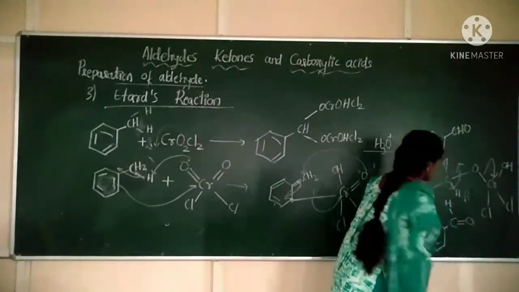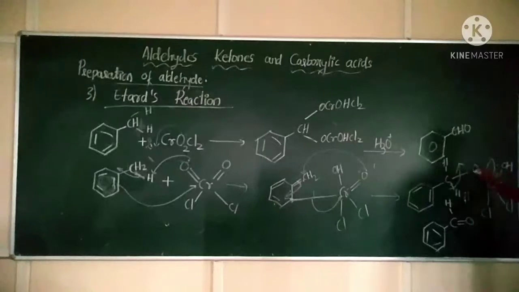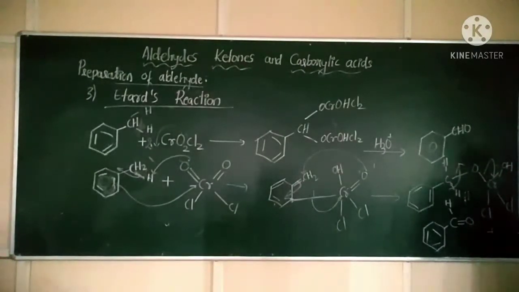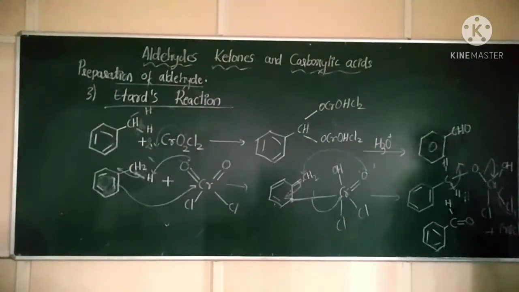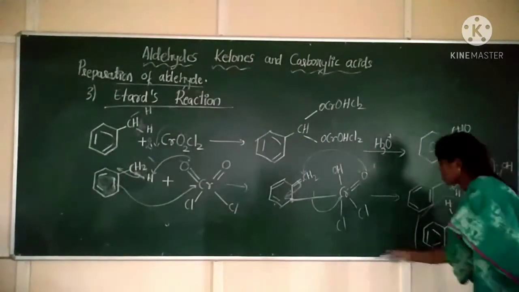Double bond to oxygen, correct? So again this bond is also breaking. So what will we have? H plus, and chromium and Cl will come. H plus and Cl will make an HCl bond. CrOCl will remain. So this is our main product.